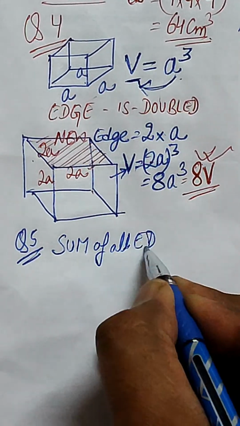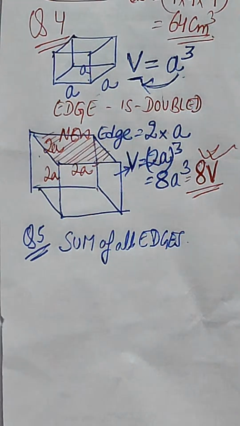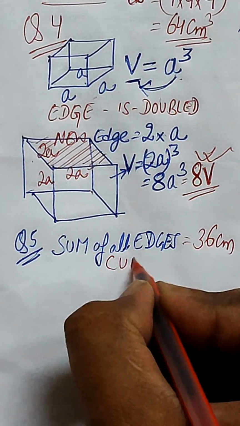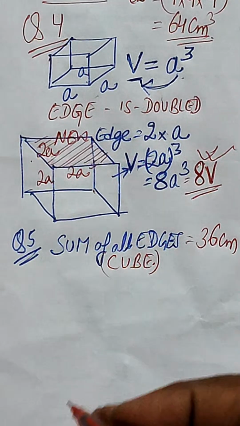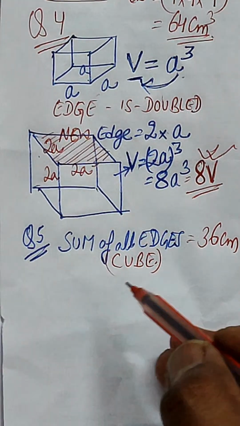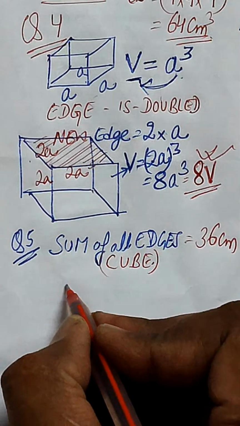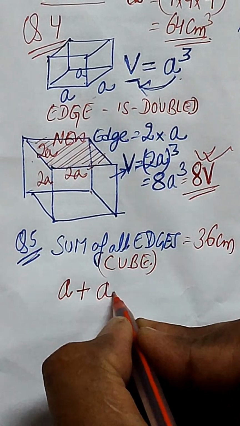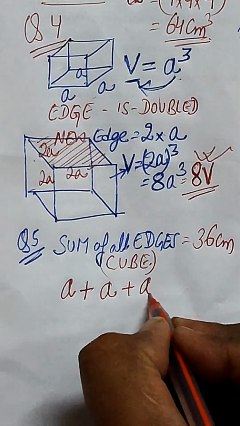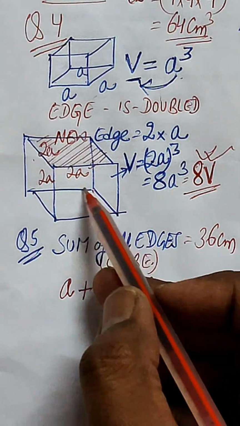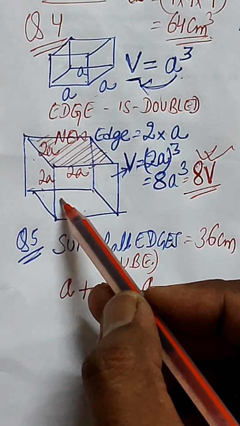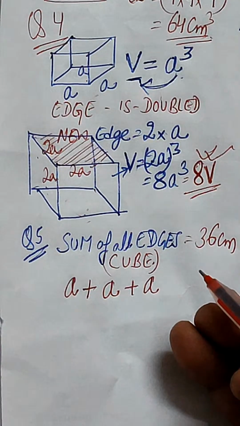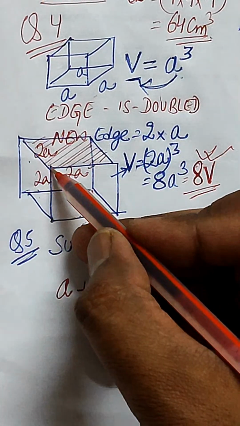all edges is equal to 36 centimeter, and this is a cube. And just remember, the edges of a cube are all equal, so that's why we can write A as one edge, A as another edge, and A as the third edge, because there are only three edges. In place of LBH it's AAA. If the sum of all edges of a cube is 36 centimeter, you can see how many edges are there.